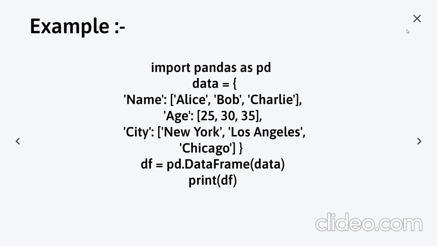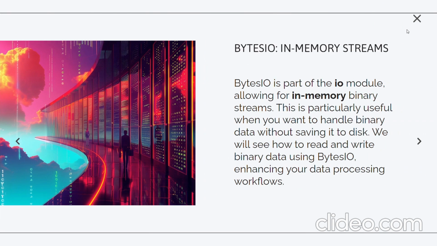So the output is that it will calculate the average age from the data with name, city and age, and it will give the proper answer that the average age is 30. It looks very fluent. Now we will talk about BytesIO.